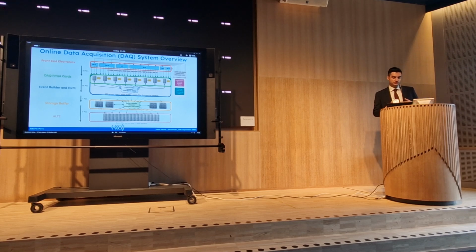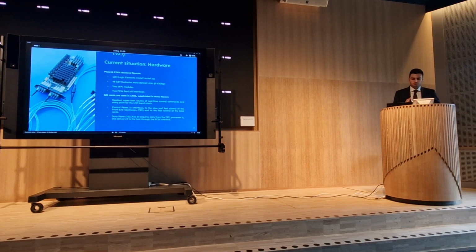Then on the same servers we do our first filtering, which is done on GPUs, all in software, and after this first filtering we get the throughput down to 1 terabit. Then there is a smallish buffer storage of around 50 petabytes, and then after this we have HLT2, which is our second filter, and after this we can write our events to tape for later analysis.